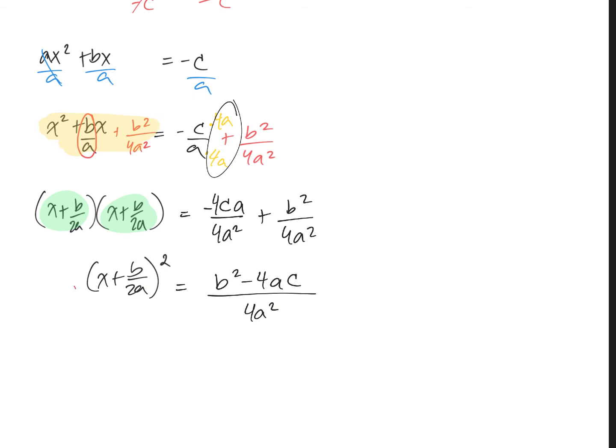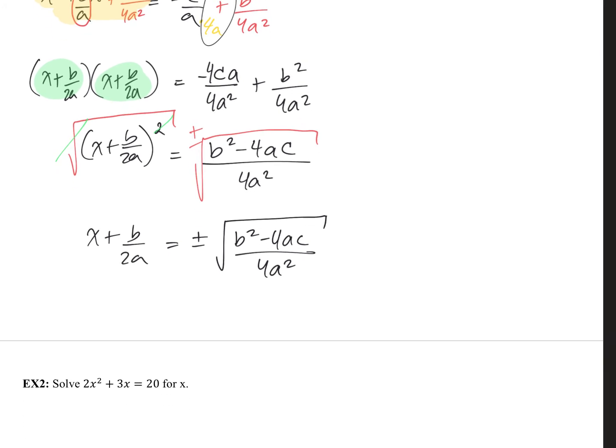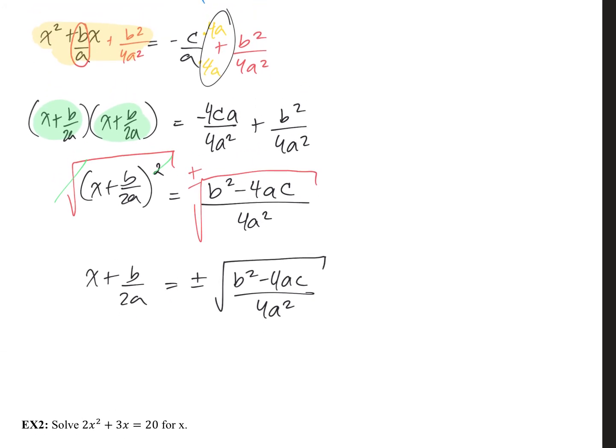For completing the square, we square root both sides because that's why we made it the perfect square. So we square root both sides and we have that plus or minus, very important. And then we cancel those squares, and we get x plus b over 2a equals plus or minus the square root of b squared minus 4ac all over 4a squared. Now we can simplify the 4a squared in the bottom. And while we're at it, let's subtract the b over 2a from both sides.